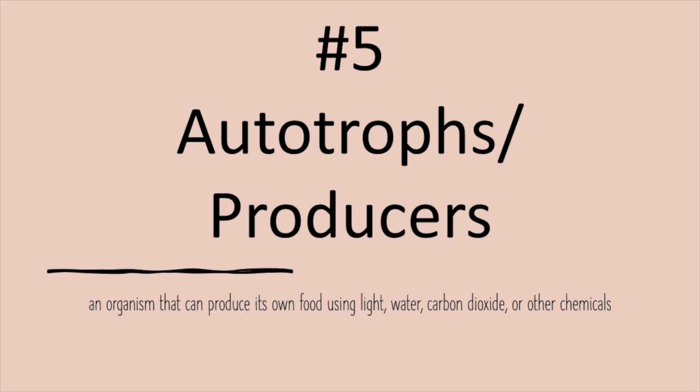Number 5, autotrophs or producers. An organism that can produce its own food using light, water, carbon dioxide, or other chemicals is called an autotroph. We usually call these plants, algae, and certain types of bacteria.